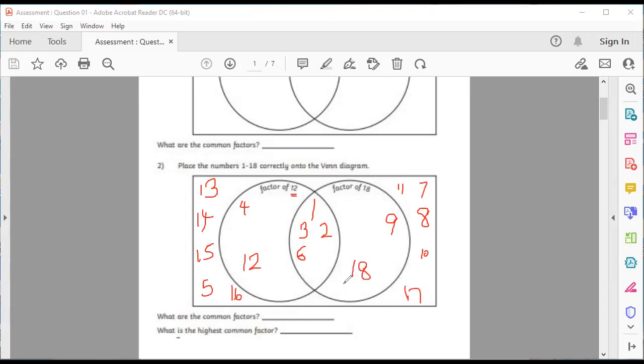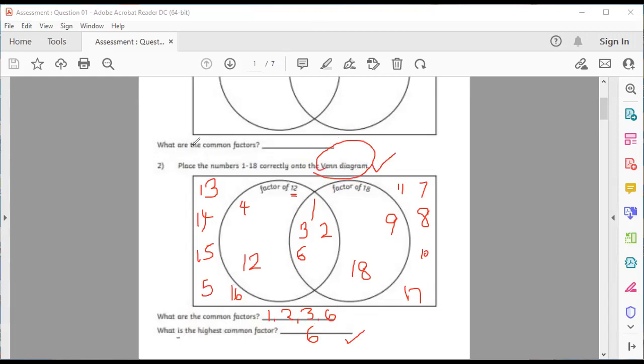You see this? Now, what are the common factors? Your answer would be 1, 2, 3, and 6. Next question, what is the highest common factor among these? 6. Yes, 6. You see that? So this diagram is called a Venn diagram.